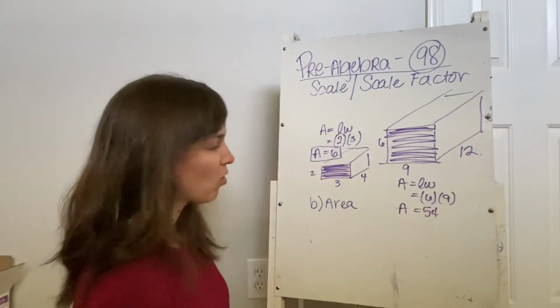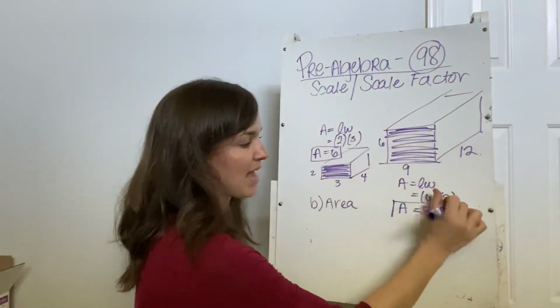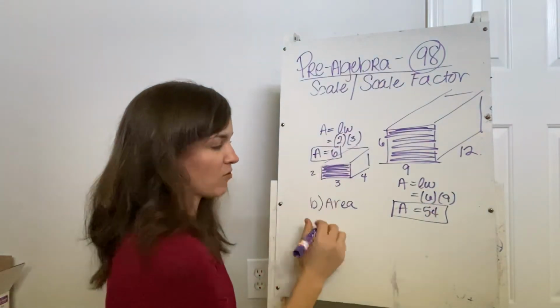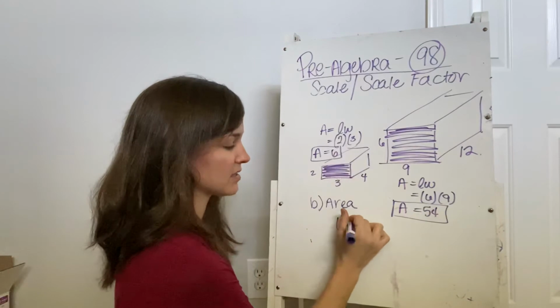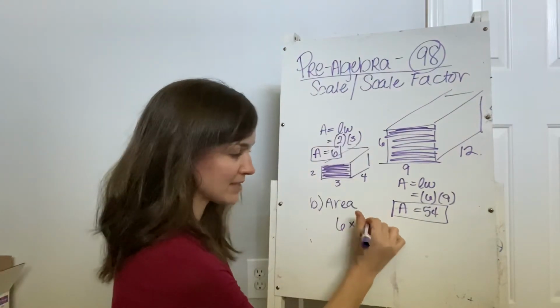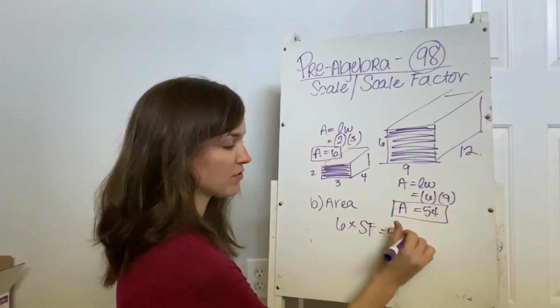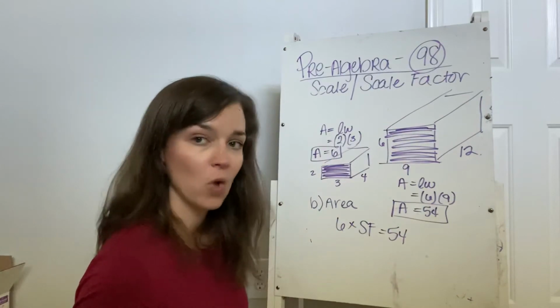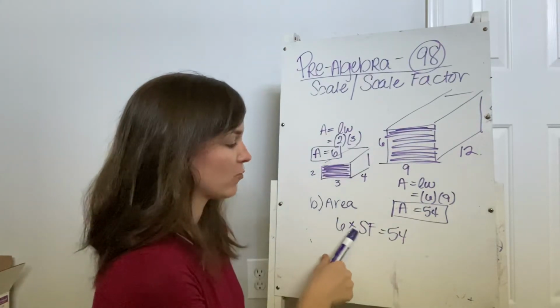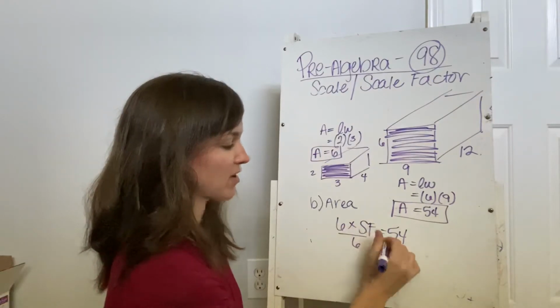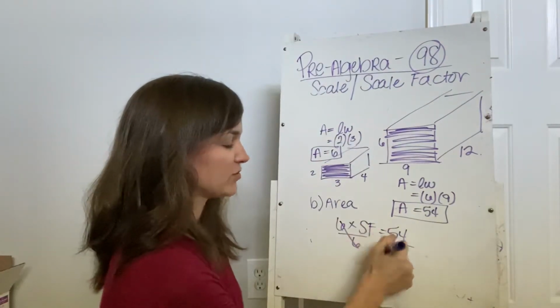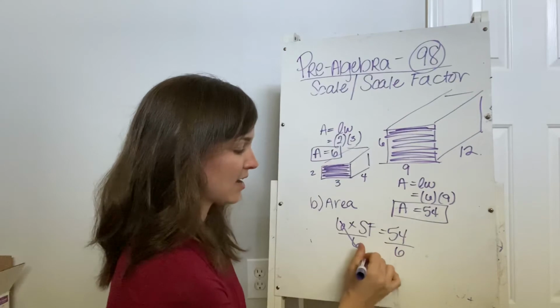So now to find the scale factor of my areas, I'm saying from the smaller to the larger, an area of 6 times what equals 54? Well, we can work backwards just like we did before. We can say to get scale factor by itself, I do the opposite, which is 54 divided by 6, which is 9.